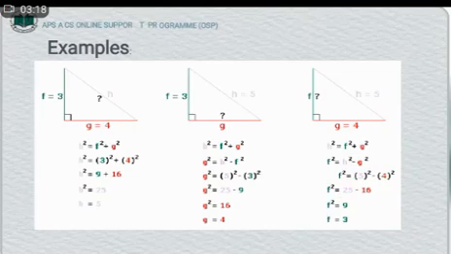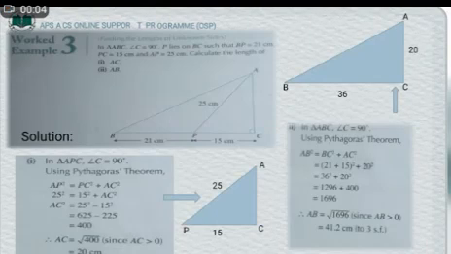So, first of all, identification of the right angle and then identification of the hypotenuse, perpendicular and base is compulsory in solving problems involving Pythagoras theorem. Now I'm going to explain worked example 3.